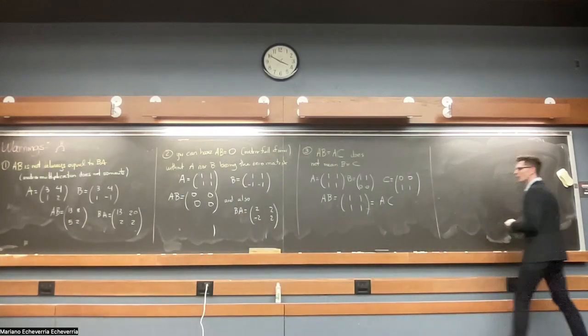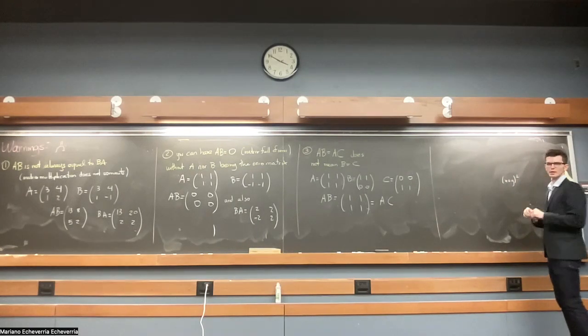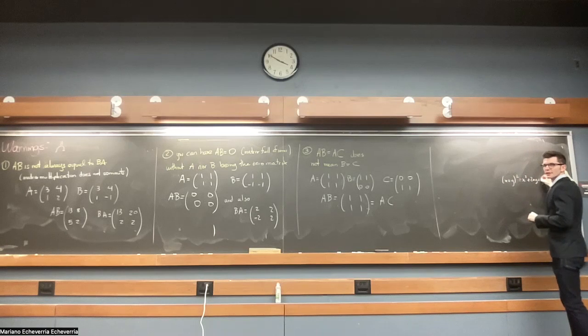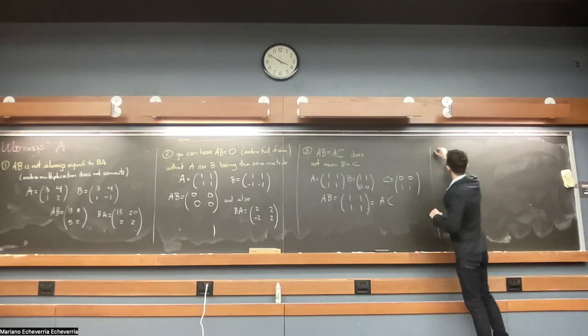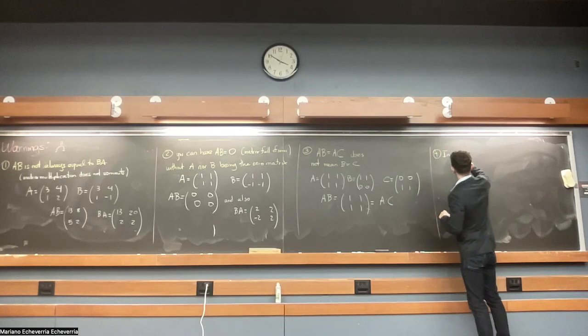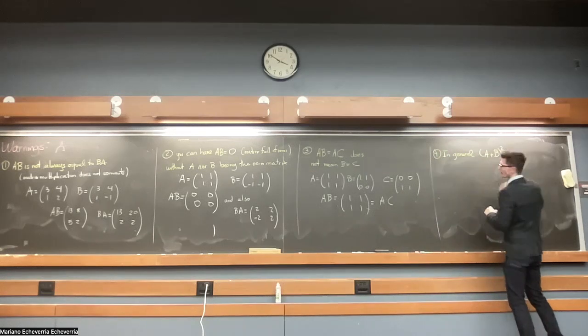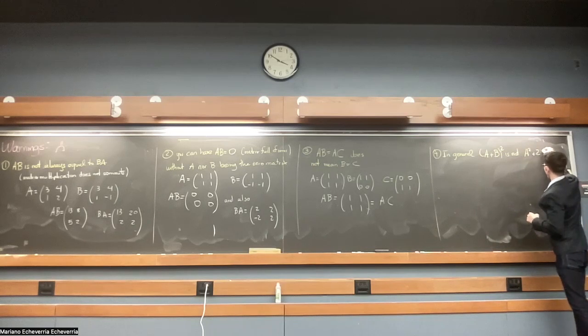Okay, the last warning for now is, well, again, when you had numbers, if you did (x plus y) squared, what would that be equal to? It was equal to x squared plus 2xy plus y squared, right? If you remember this sum of squares formula, right? Not true for matrices. So in general, (A plus B) squared is not A squared plus 2AB plus B squared.